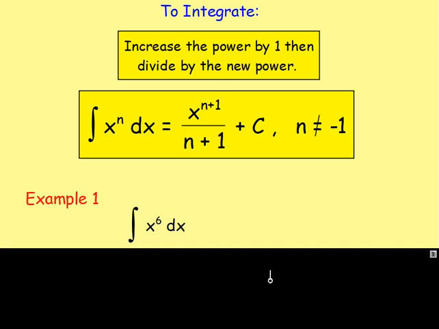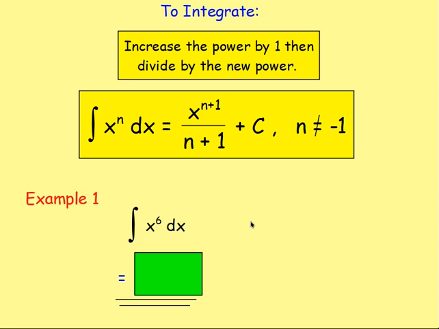So some examples. Let's integrate x to the power of 6. Integrating, so you add 1 to the power, so it goes to x to the power of 7. You divide by the new power, so you divide by the 7. And what do you need on the end? Plus c. You got it.